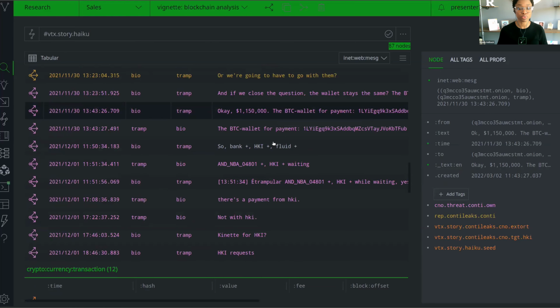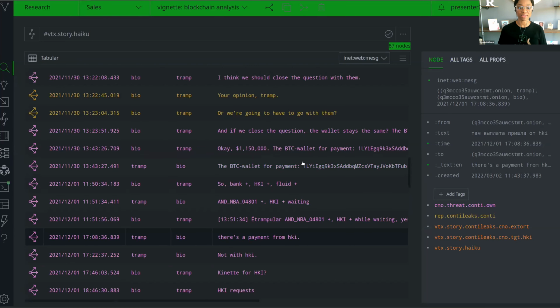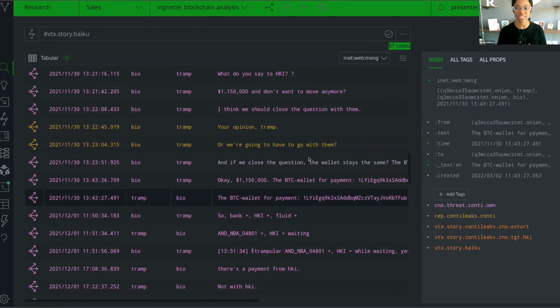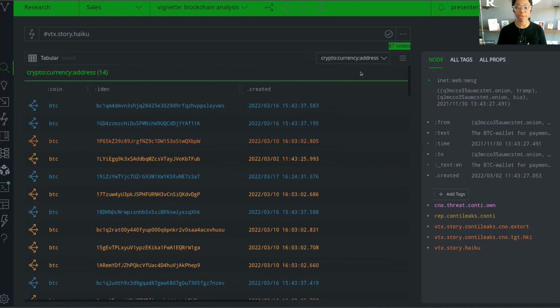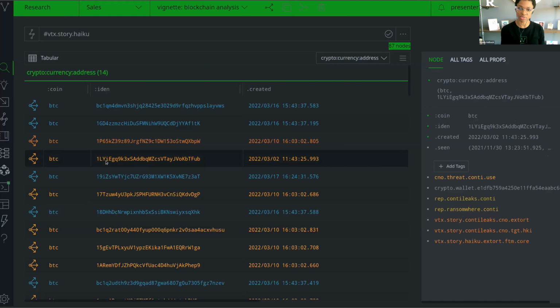And then lastly, what they tell us is, hey, there was a payment made from HKI. Using their own internal messages, we can then go back to this address to confirm and see what's happening. So if I go back up to that 1LY address, which is the payment address that was sent to HKI, I can see what transactions it was involved in.